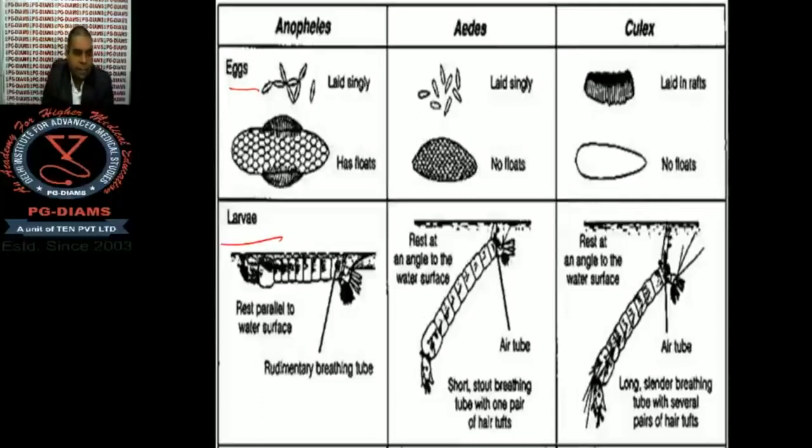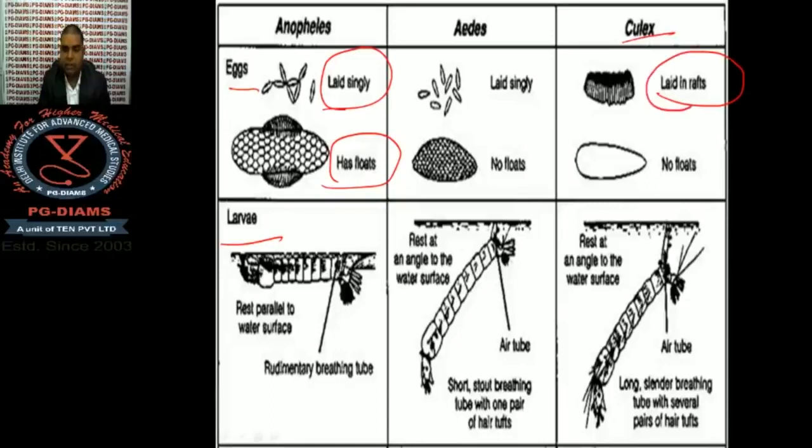You see the question which usually comes is which of the following has floats? Answer is Anopheles. Anopheles eggs are laid singly. This is the second point. But Culex eggs are laid in rafts. This is the point which you have to remember. Only Culex lays its eggs in the form of rafts. Okay, and there are no floats in eggs of Aedes and Culex, but floats are present in Anopheles.